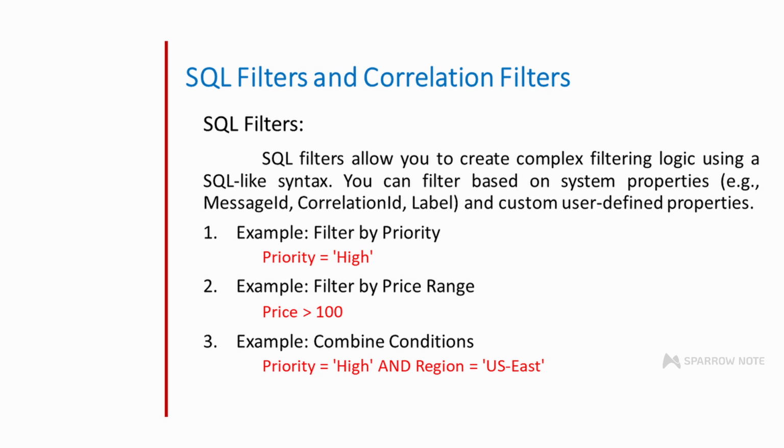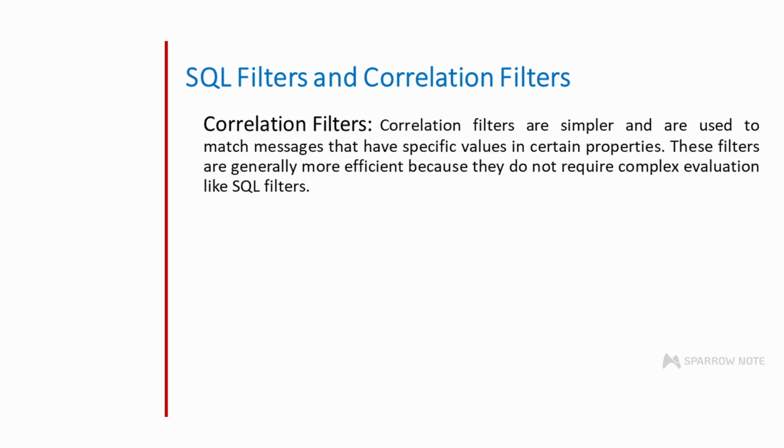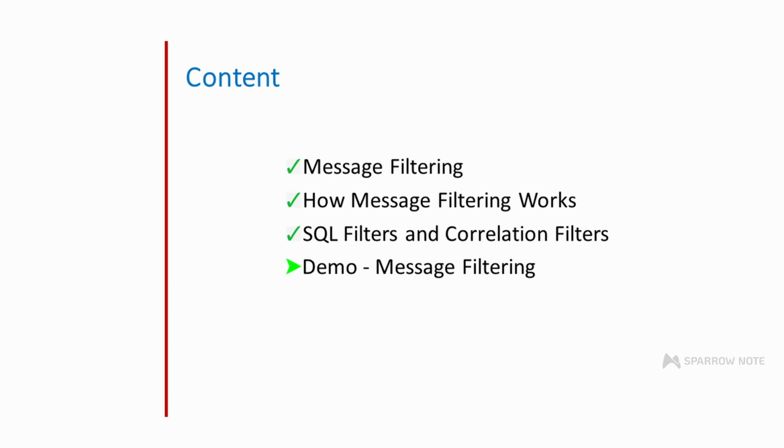With SQL filters, we can also combine conditions using logical operators, like priority = 'high' AND region = 'US East'. Correlation filters are simple and are used to match messages that have a specific value in certain properties. These filters are generally more efficient because they do not require complex evaluation like SQL filters. Next, we will do the message filtering demo.